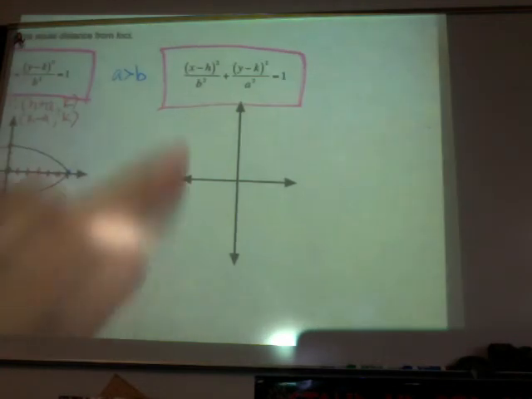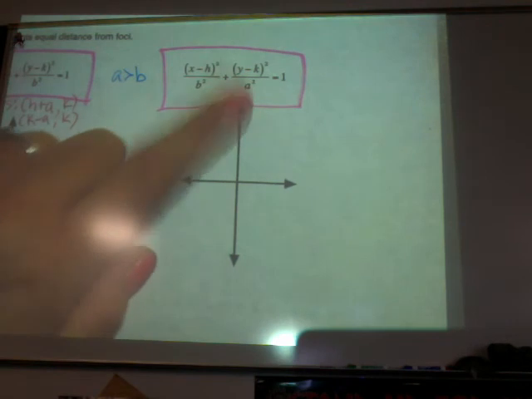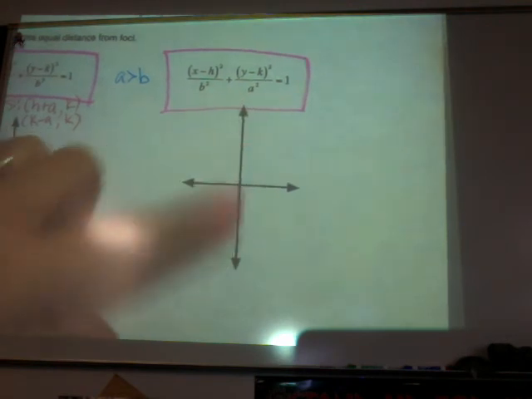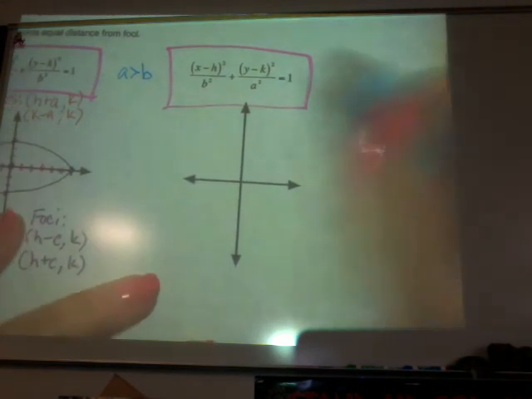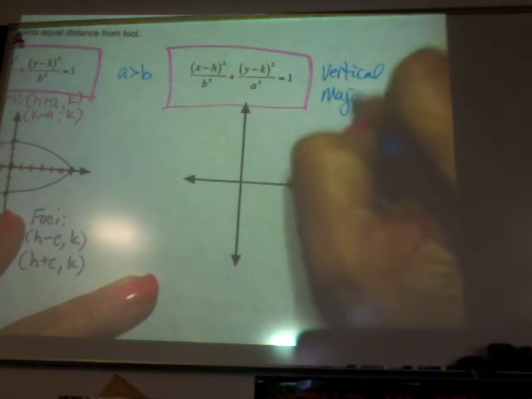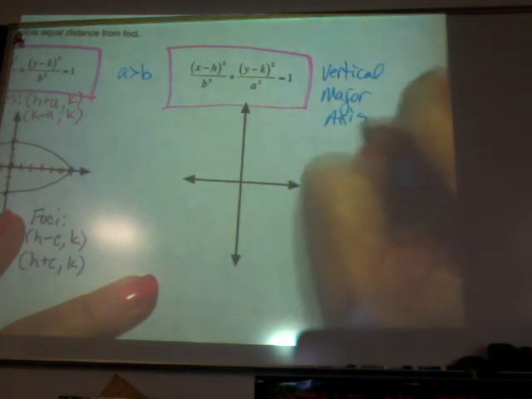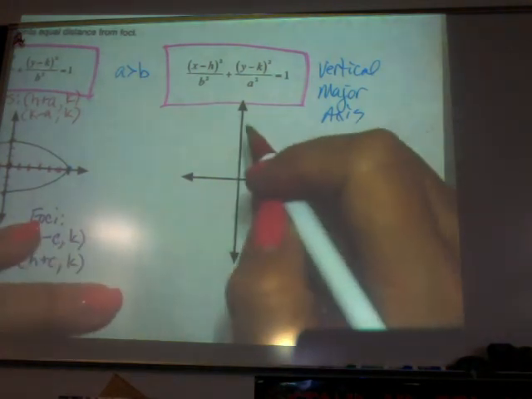All right, so then this one, the only thing that's changed is the A and B are in different spots. So now the A squared is underneath the Y. So that means that your major axis is going in the direction of the Y axis, so it's a vertical major axis. So over here, again, I'm going to go this time, I think I'll do the same thing, 6 up.